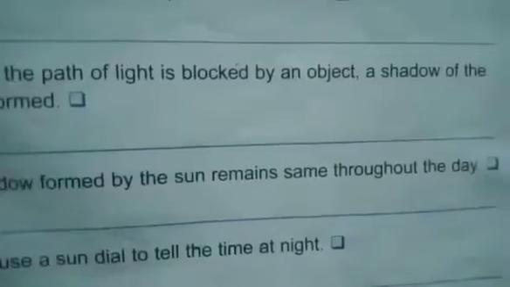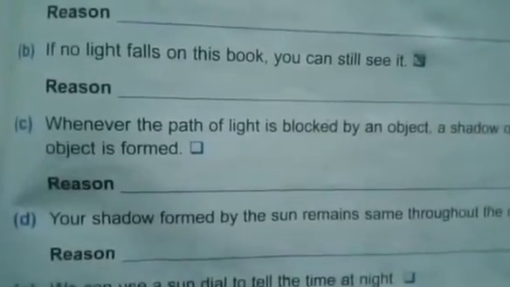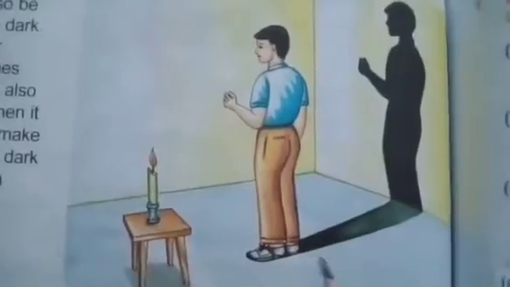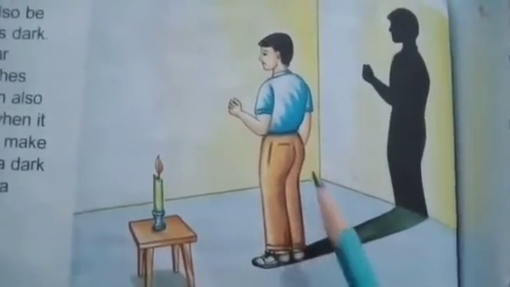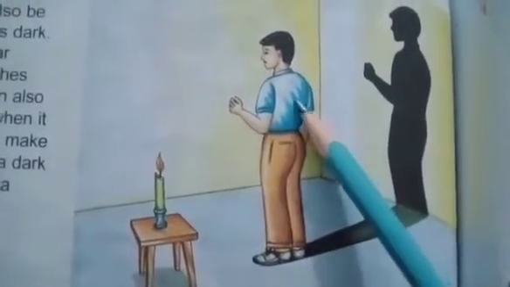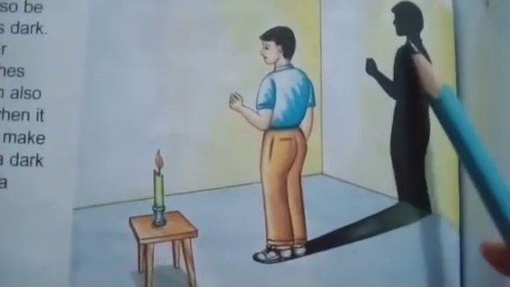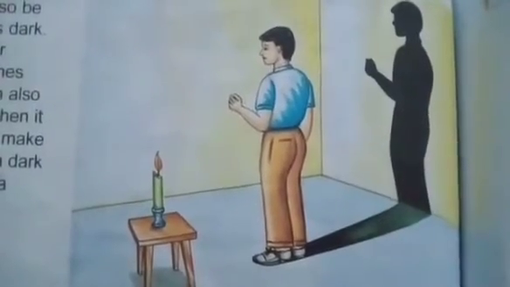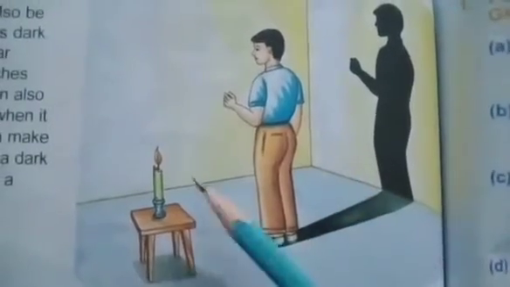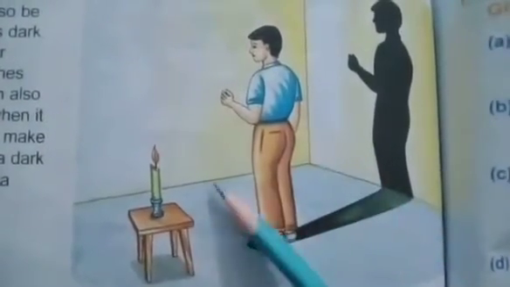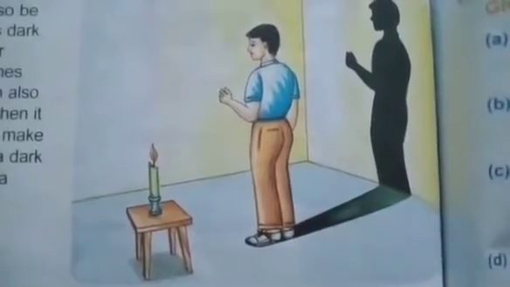The third statement is: whenever the path of light is blocked by an object, a shadow of the object is formed. So this statement is true. Now we make a true sign here. Look at this picture. It means light forms a shadow when its path is blocked by something.